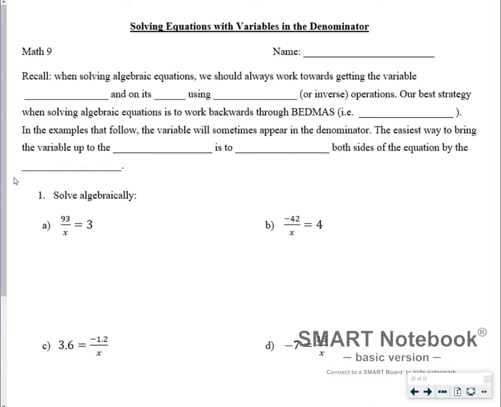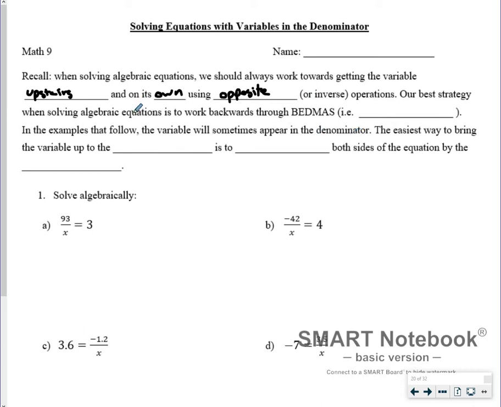All right, so we're doing solving equations with variables in the denominator today. So recall, when solving algebraic equations, we should always work toward getting the variable upstairs, or into the numerator, and on its own using opposite or inverse operations. What that means is if there's an addition operation in the equation, you do the opposite of addition, which is subtraction. If there's a division, you do the opposite of that to find the variable.